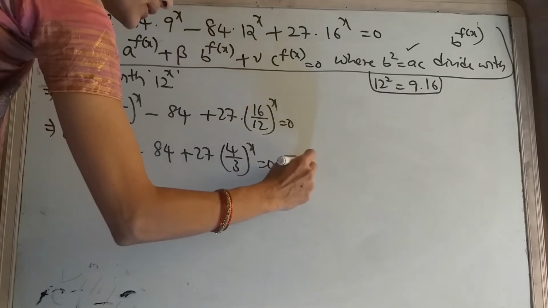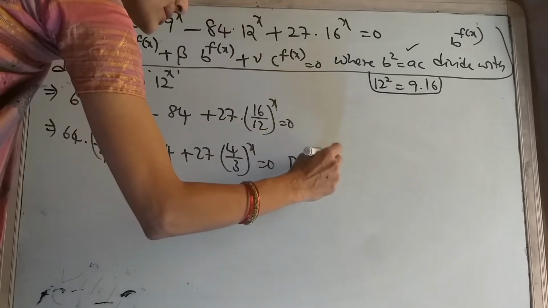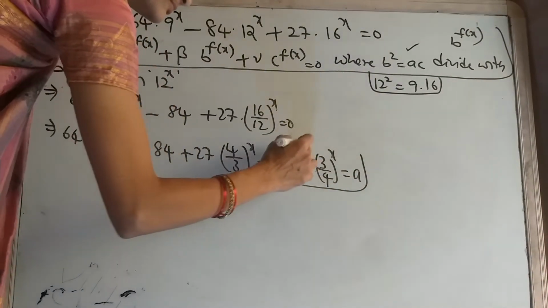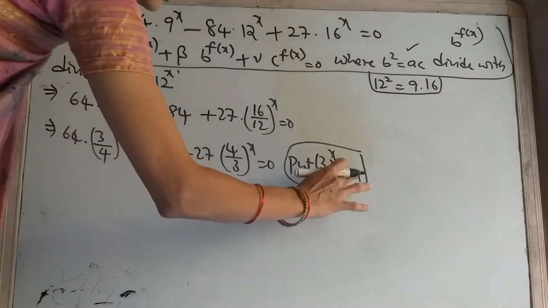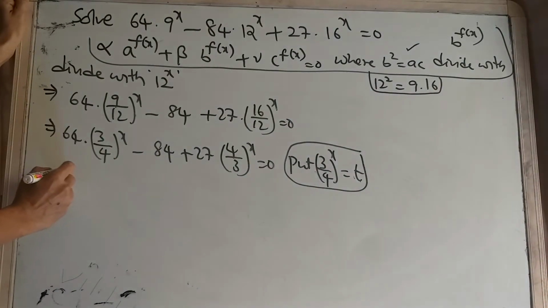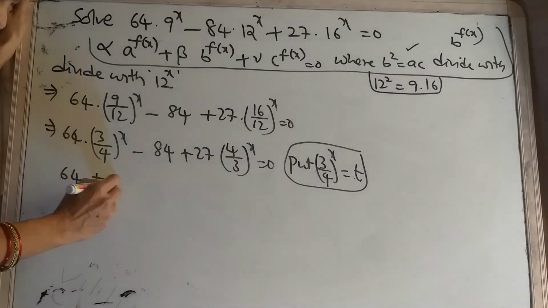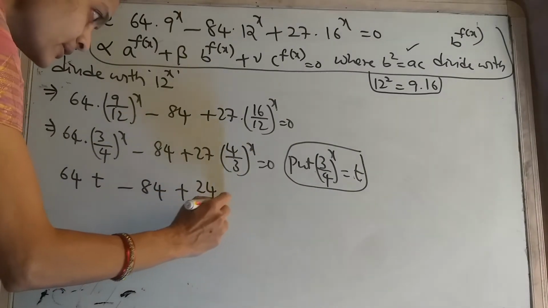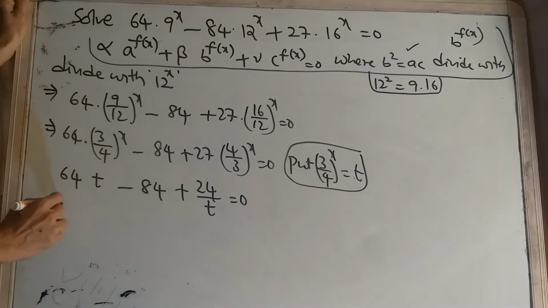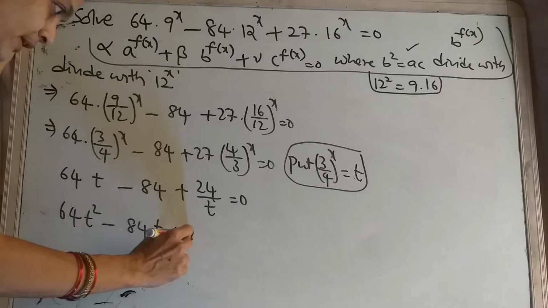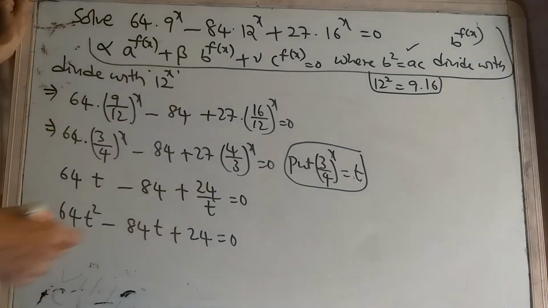Where you put (3 by 4) whole power x equal to any variable. Already you took a, b, c, no? So then you take t. Then what you get? 64 into t minus 84 plus 27 by t equal to 0. So throughout you multiply with t: 64 t square minus 84 t plus 27 equal to 0. This is a quadratic equation in terms of t. There you find the factors.